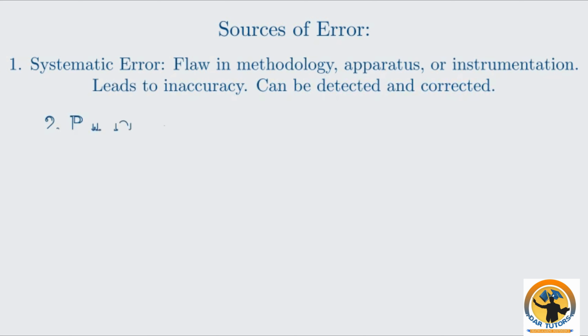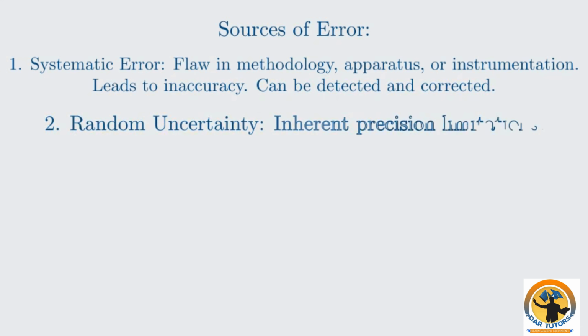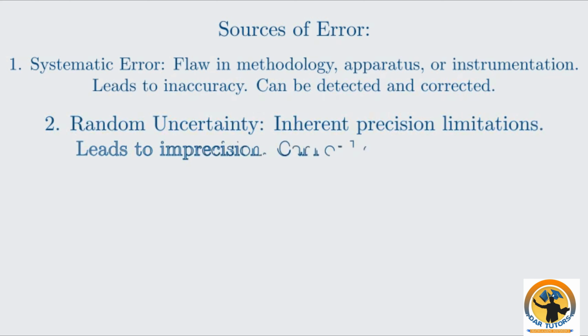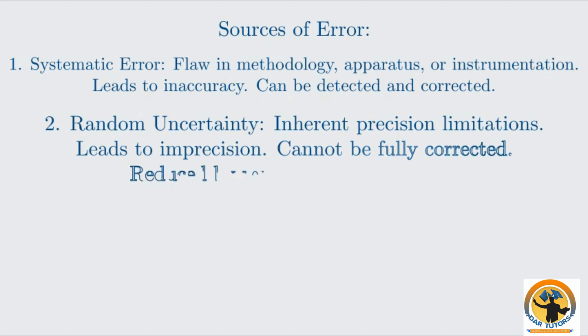Random uncertainty, on the other hand, is always present and cannot be fully corrected. It arises from the precision limitations of repeated measurements and causes results to scatter around the true value. For example, the last digit on a digital balance display has an associated random uncertainty. To account for this, we take multiple measurements and calculate an average.